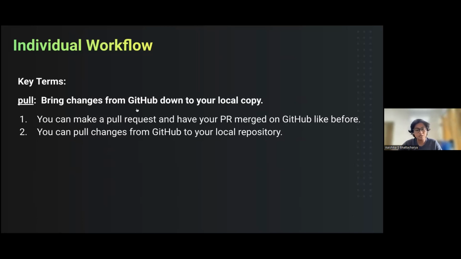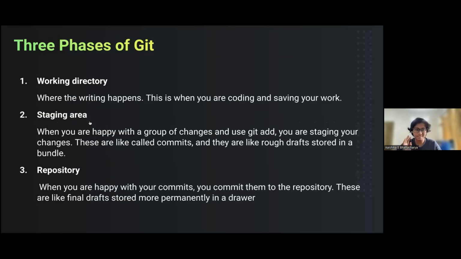If you have worked with GitLab previously, pull requests are known as merge requests. So you can pull changes from GitHub to your local repository. Now there are 3 phases of Git, and I'm going to show you 2 graphical representations of this, so it's easier for you to understand what's happening here.